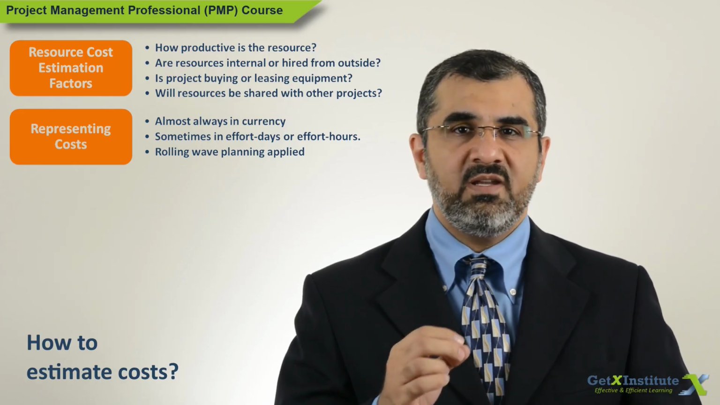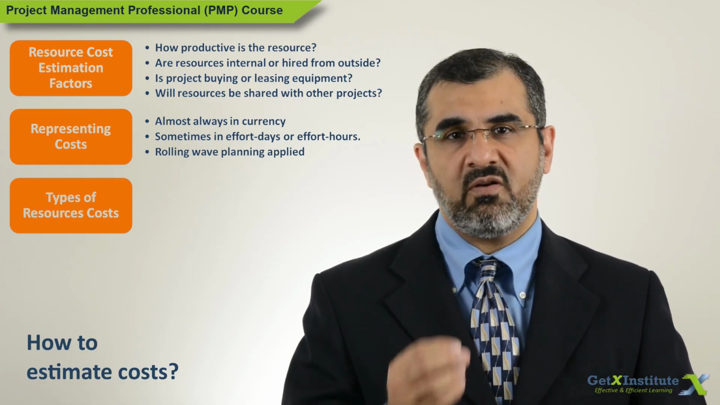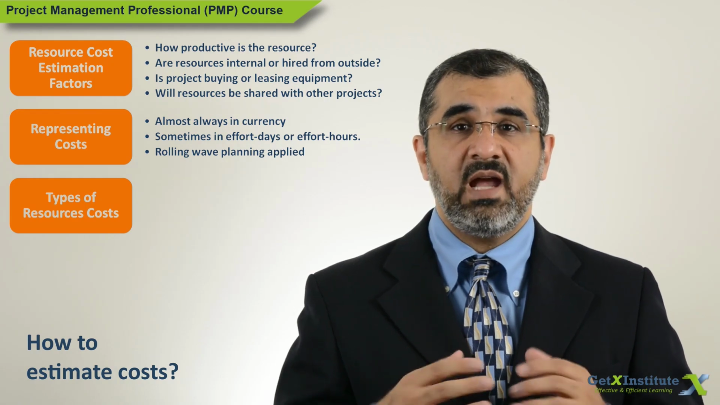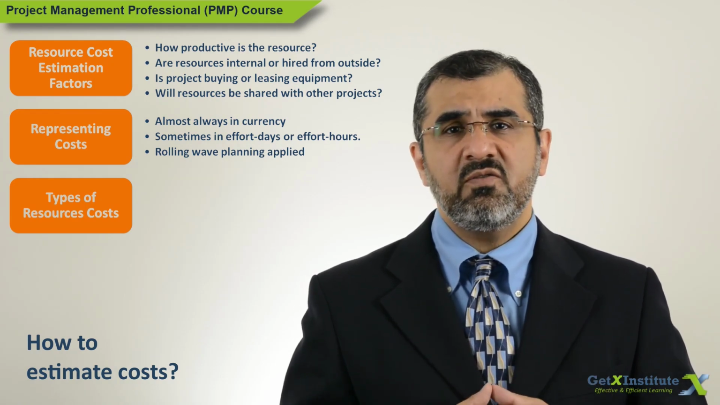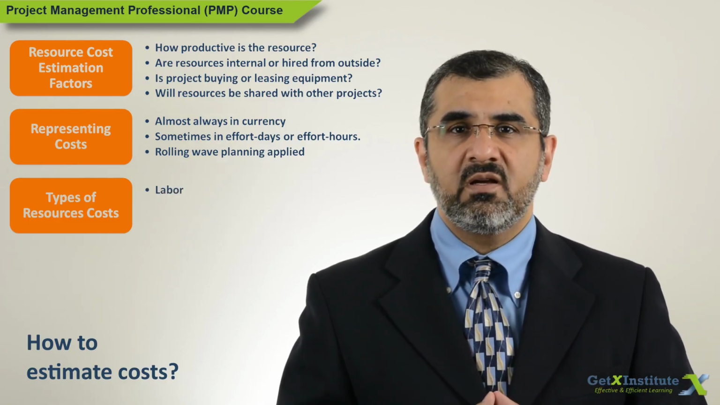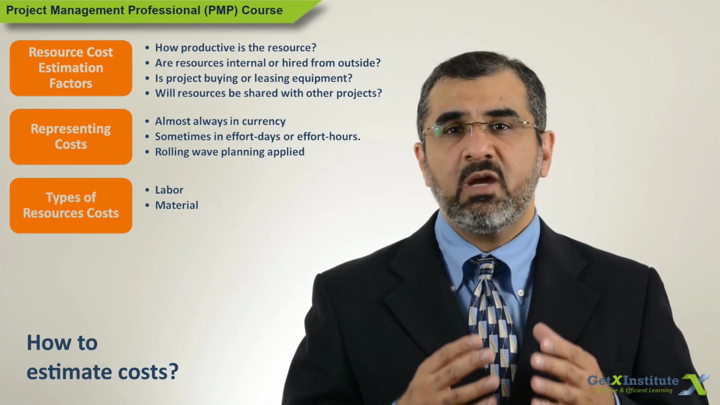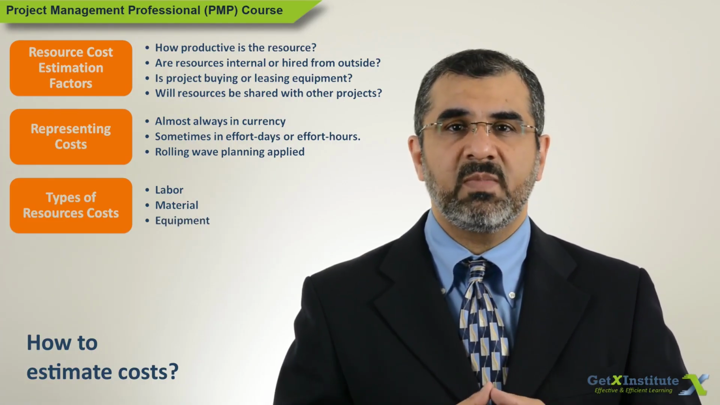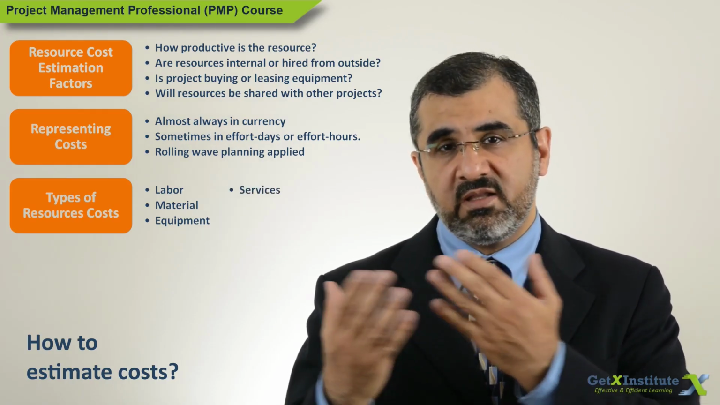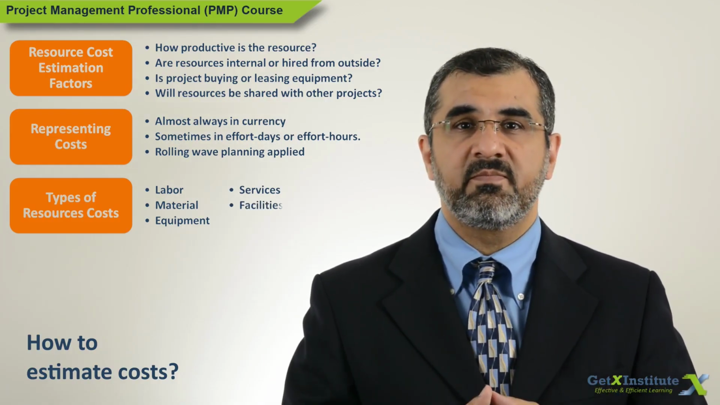The last point that we need to understand is what exactly is meant by resource costs. What are the different types of costs that are estimated? Resource cost includes the cost of labor, that is the human effort, cost of material that will be consumed on the activity, any equipment cost that may be used or installed, cost of services that may be provided by a third party, and the cost of the use of facilities.